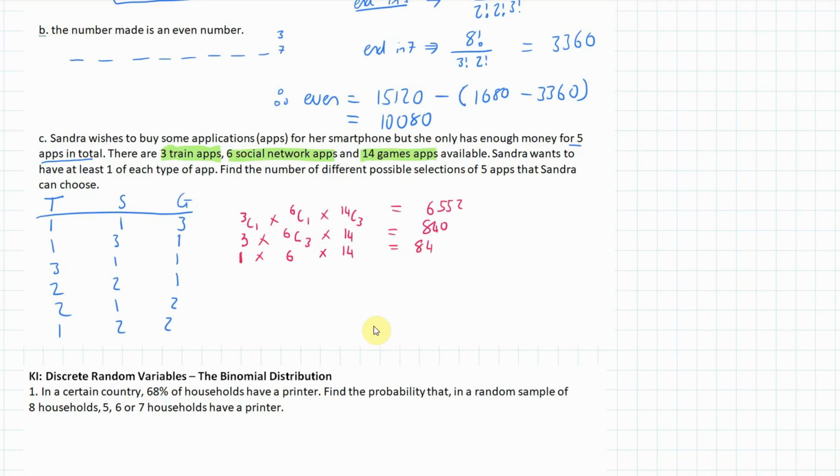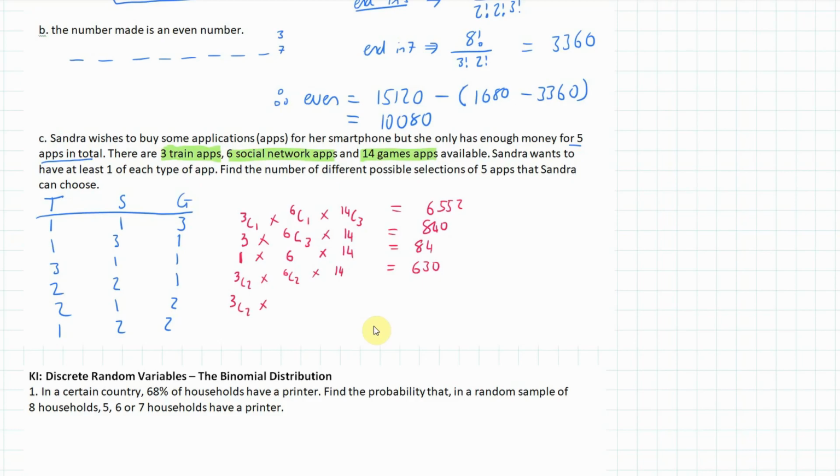Then the next one, out of the 3 train apps, she's choosing 2, so 3, choose 2. Then she chooses 2 social network apps out of the 6, so that's 6, choose 2. Then she chooses 1 game out of the 14, so that's times 14. And that gives us 630, I think.